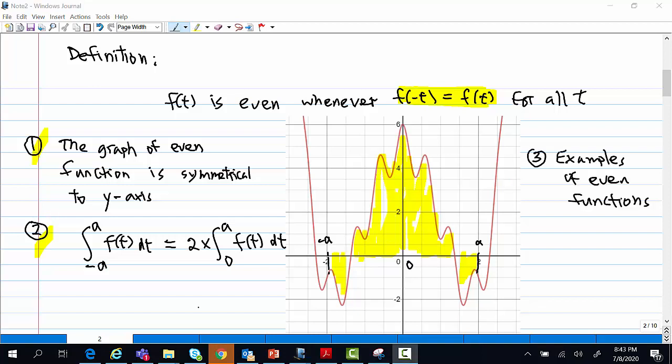Now, what are examples of even functions? It could be f of t equal to t squared. It's an even function, because when you change the t to minus t, you get back t squared. Another example is g of t equal to cosine t. This is an even function. You can easily check that g of minus t is the same as g of t. So these are examples of even functions.